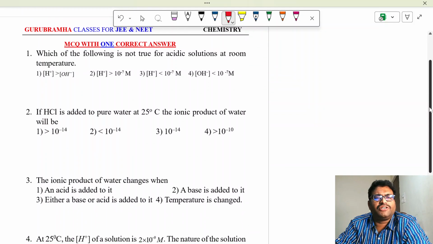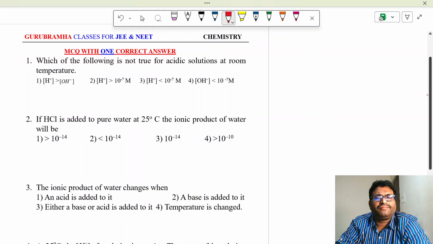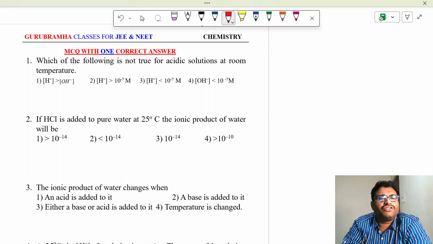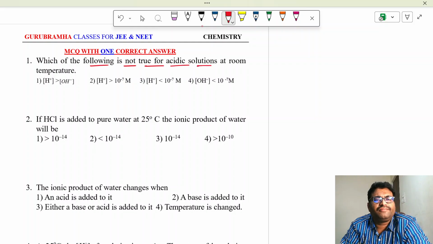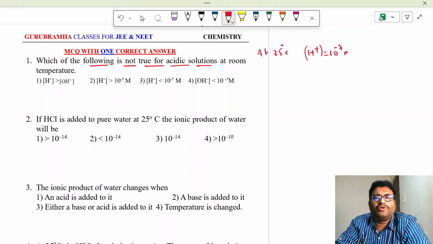Okay. Now let us solve some questions on this. First question: which of the following is not true for acidic solutions at room temperature? Not acidic. So at 25 degrees centigrade, we have studied that H plus ion concentration is 10 power minus 7 moles per liter, and OH minus ion concentration is 10 power minus 7 moles per liter.